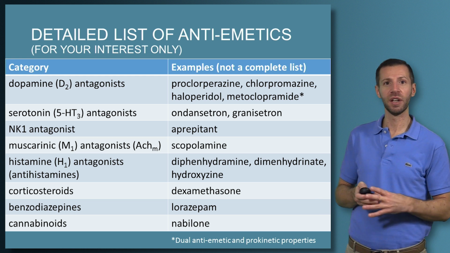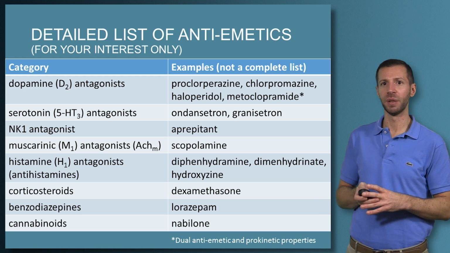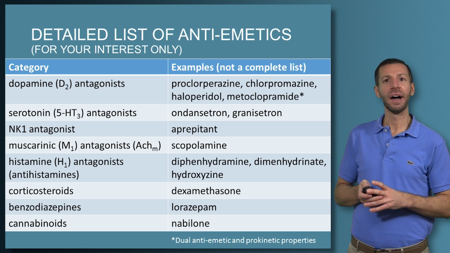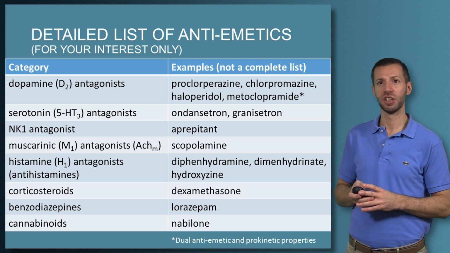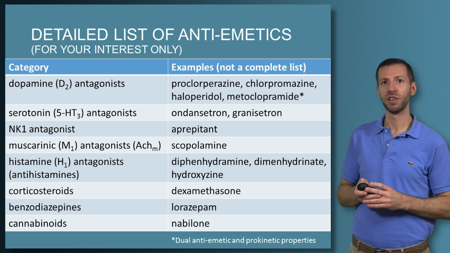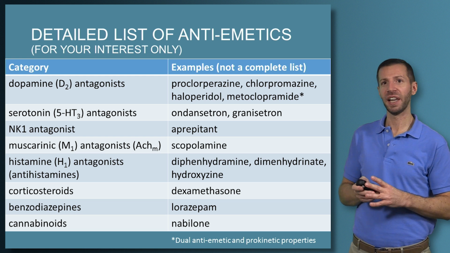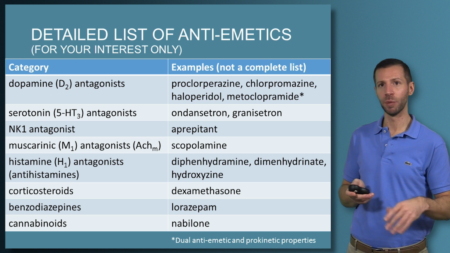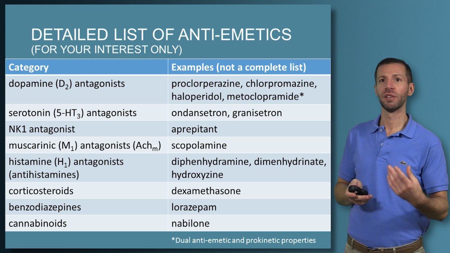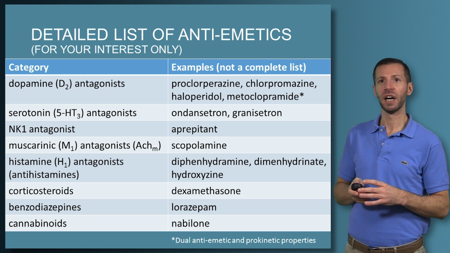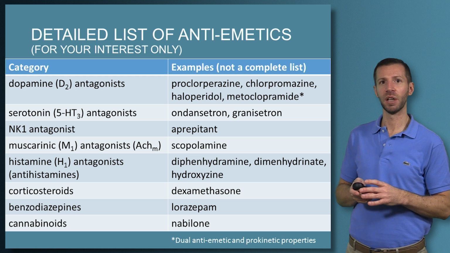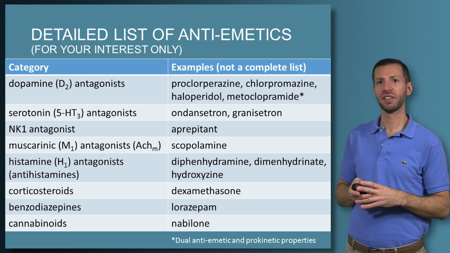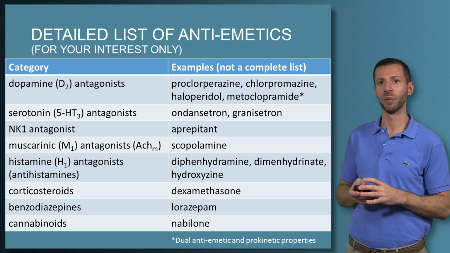And there's cannabinoids as well, one notable example being nabilone. I do want to highlight one medication, which is metoclopramide, which is a dopamine 2 antagonist. The reason I want to highlight this one is because it is also a prokinetic agent, so it works in the gastrointestinal tract by promoting motility. But by virtue of being able to cross the blood-brain barrier, it does have more side effects and also has more antiemetic roles.